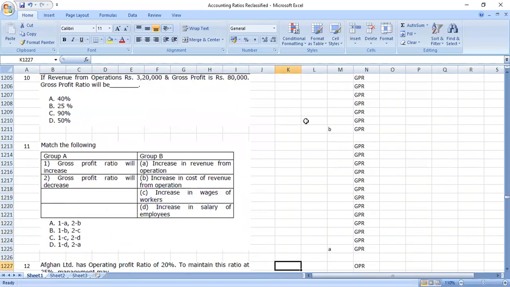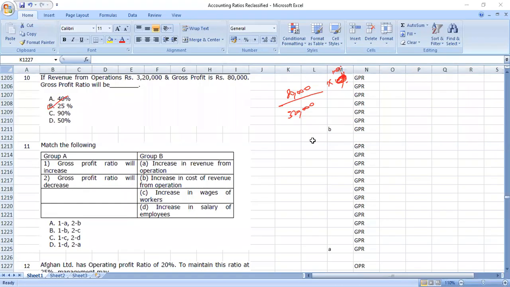If revenue from operations is rupees 3,20,000, gross profit is 80,000, gross profit ratio will be. Nice. This is a very straightforward question. They have given gross profit and revenue from operation. So gross profit ratio is gross profit divided by revenue from operation into 100. So that will be 1/4, 25%.